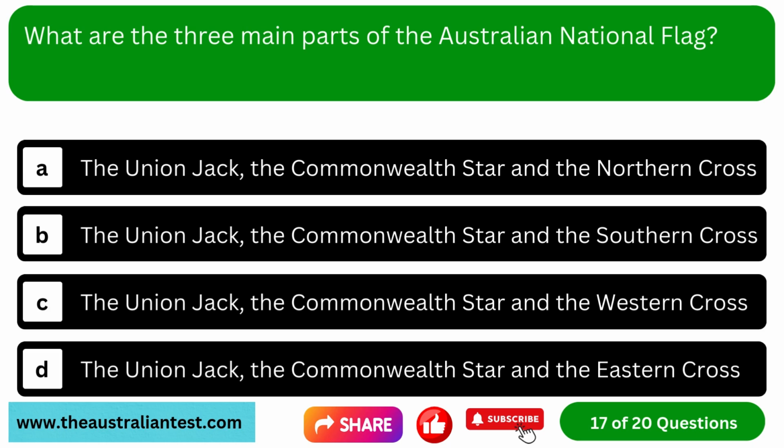Question 17. What are the three main parts of the Australian national flag? Option A, the Union Jack, the Commonwealth Star, and the Northern Cross. Option B, the Union Jack, the Commonwealth Star, and the Southern Cross. Option C, the Union Jack, the Commonwealth Star, and the Western Cross. Option D, the Union Jack, the Commonwealth Star, and the Eastern Cross.